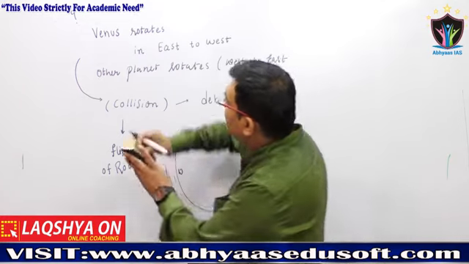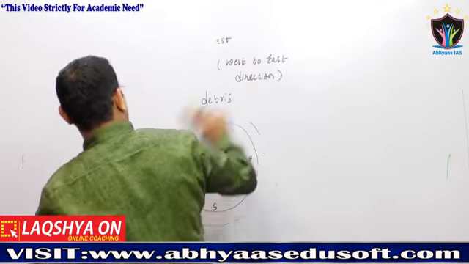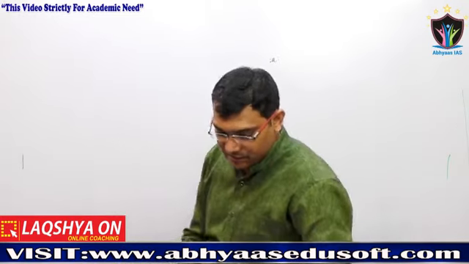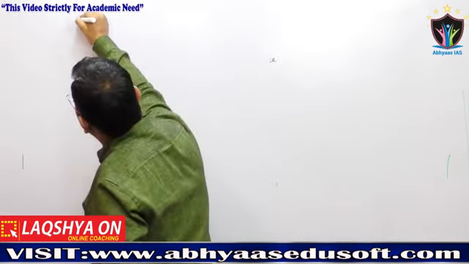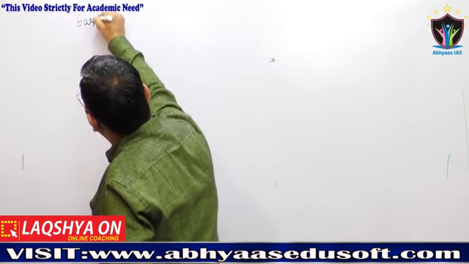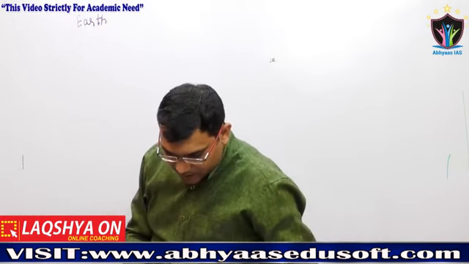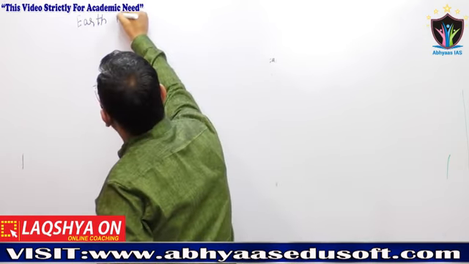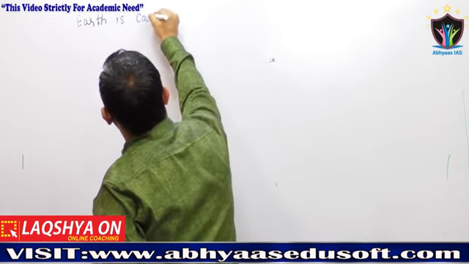Now next, we will see that Earth is called the blue planet. Earth is called the blue planet.